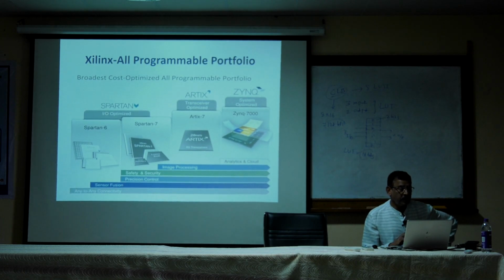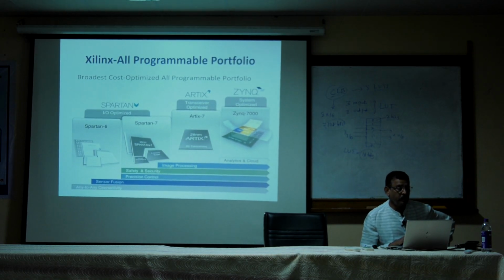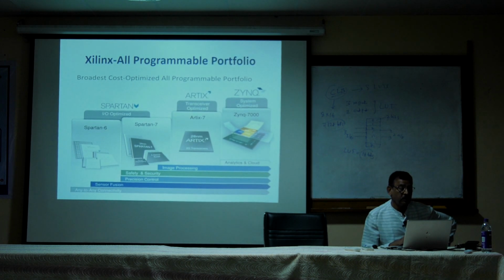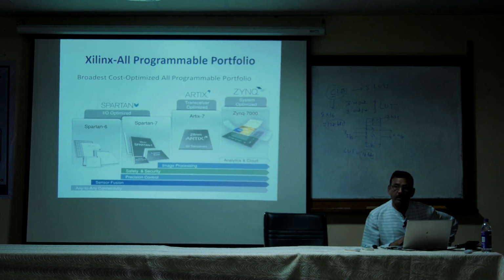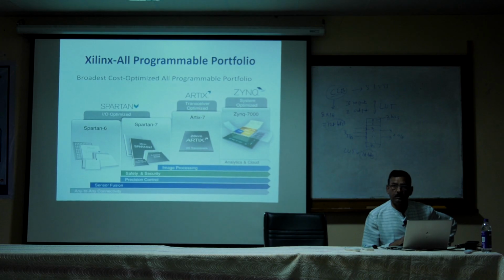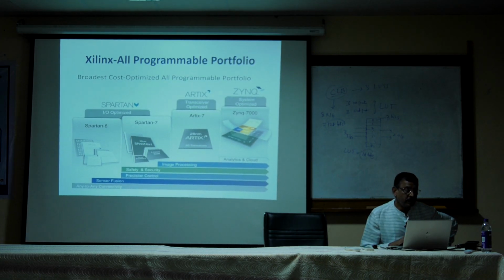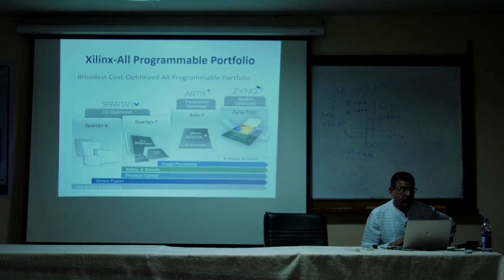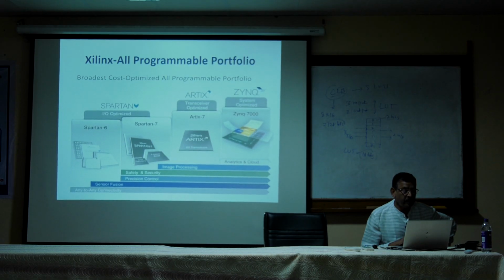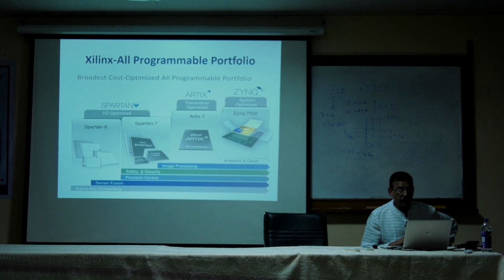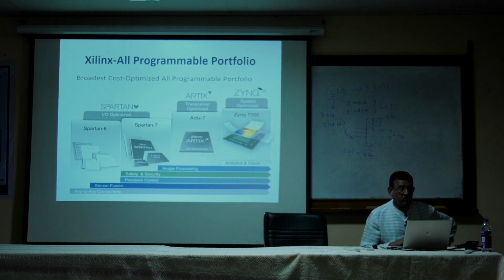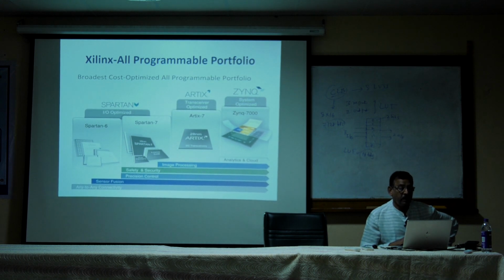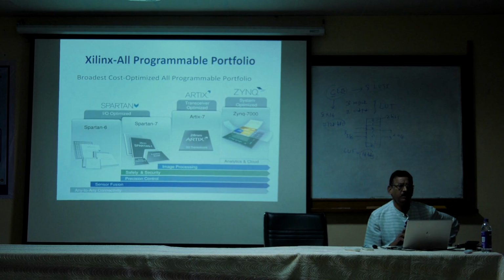Okay. If you see the evolution, this is a programmable portfolio: Spartan 6, Spartan 7, then Artix, then Zynq 7000. Here the Spartan 6 family we can use for image processing, safety and security, precision control, sensor fusion, any-to-any connectivity. So, for all these types of applications it may be suitable. Mainly for image processing applications, Artix 7 and Zynq 7000 FPGAs are more suitable.